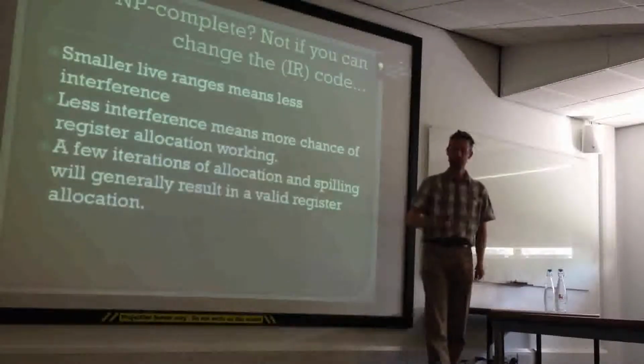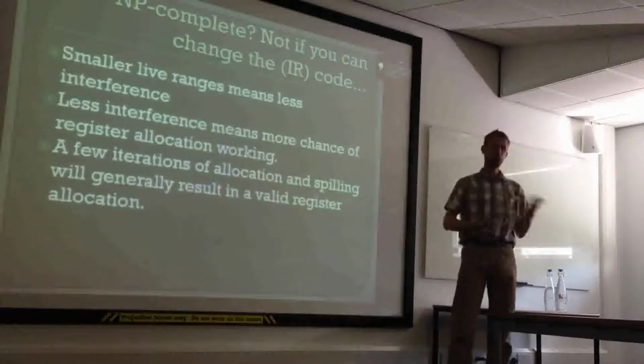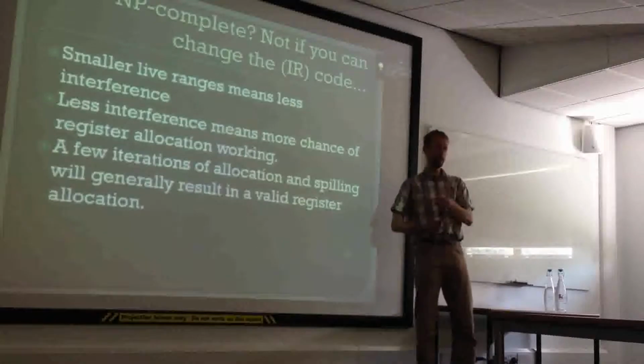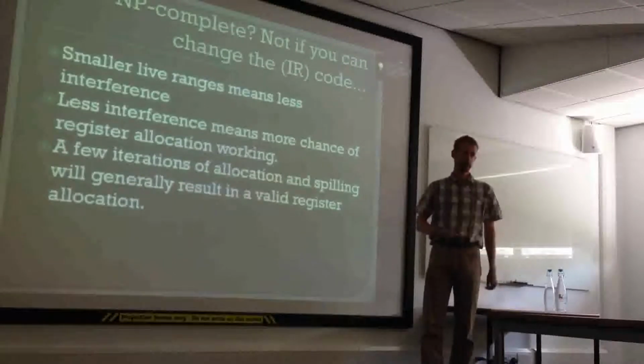Smaller live ranges, less interference, more chance of register allocation working, and you just keep on doing this iteration. Try it, did it work? No, it didn't. Fix it. Try it again, did it work? Yes, it did. Fine, we're carrying on from there. And that's how register allocation works.